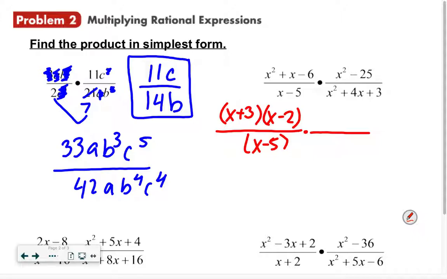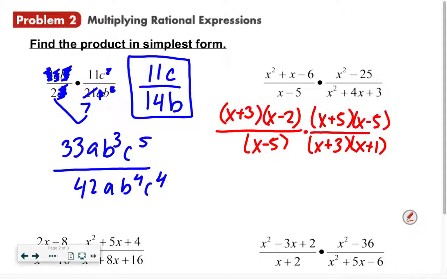What about my top right? x squared minus 25. Can I break that down? x plus 5, x minus 5. And my bottom right, I gotta multiply to 3, add to 4. 3 and 1, yeah. x plus 3, x plus 1.